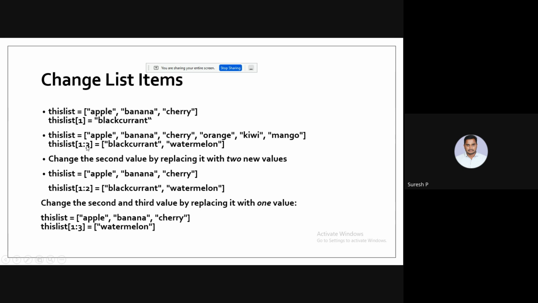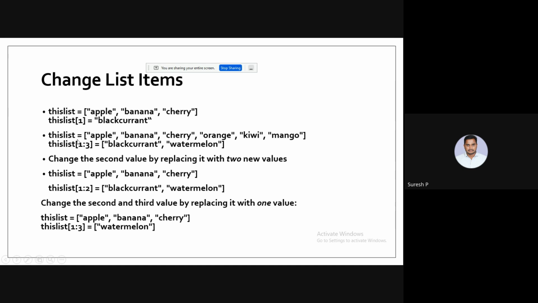Then the next one: another list has been created. This list equals apple, banana, cherry, orange, kiwi, and mango. So there are six elements. A list has been created with six elements. Now here a set of elements has also been changed. Now 1:3, that is, we are applying slicing.